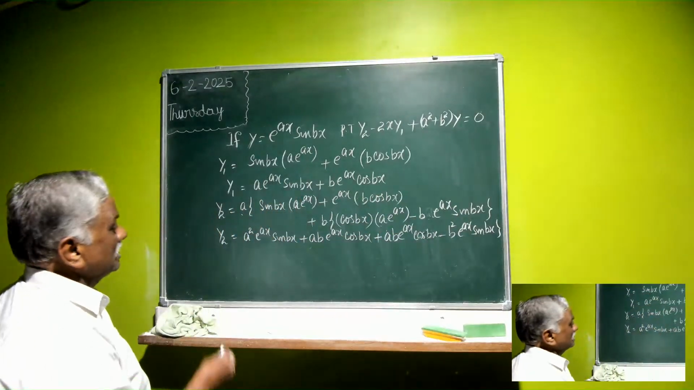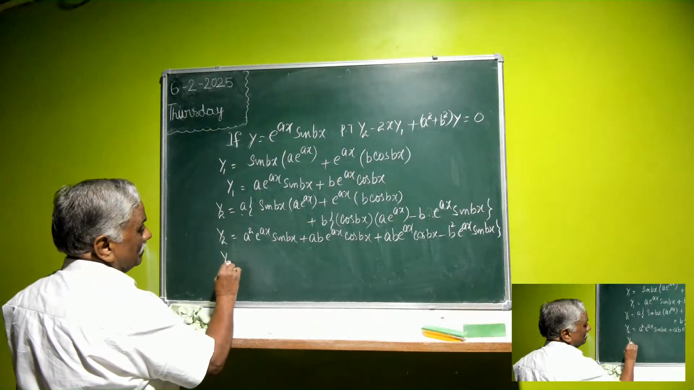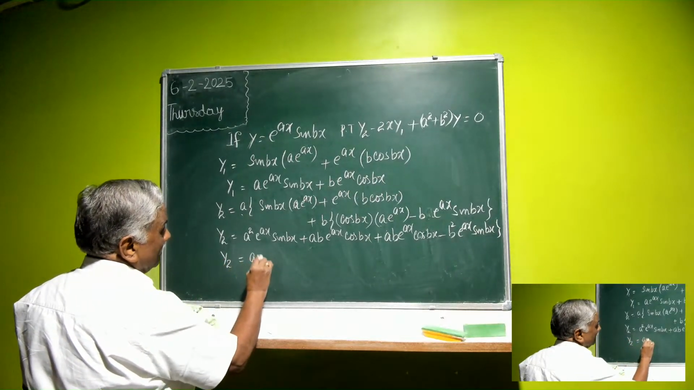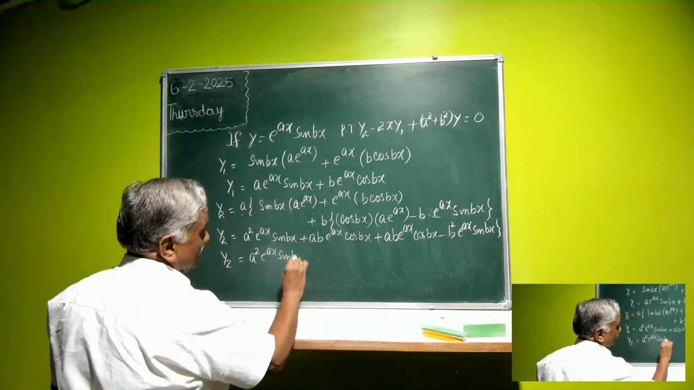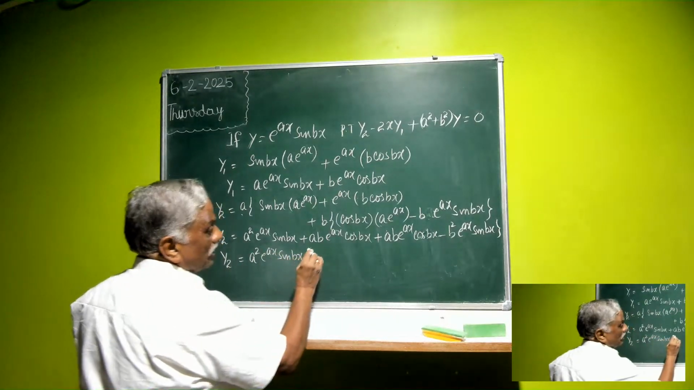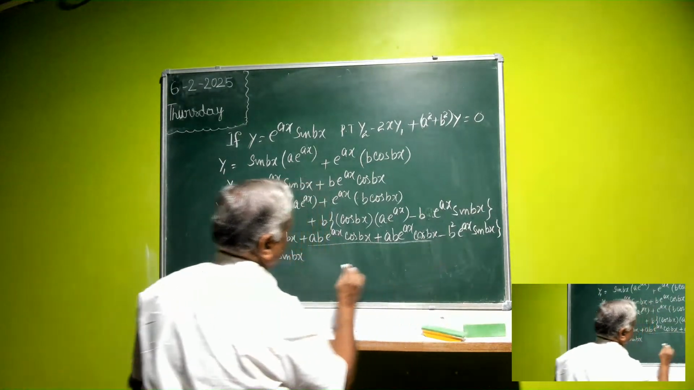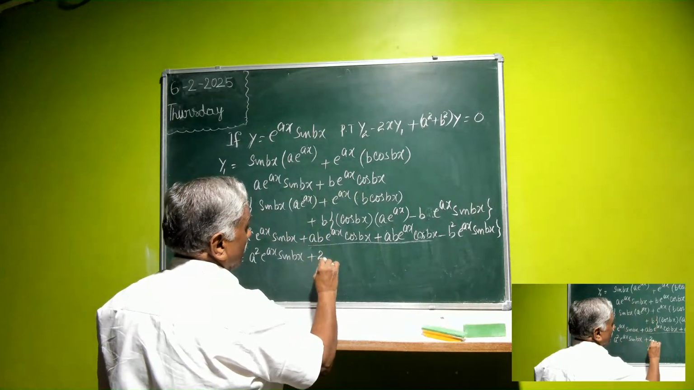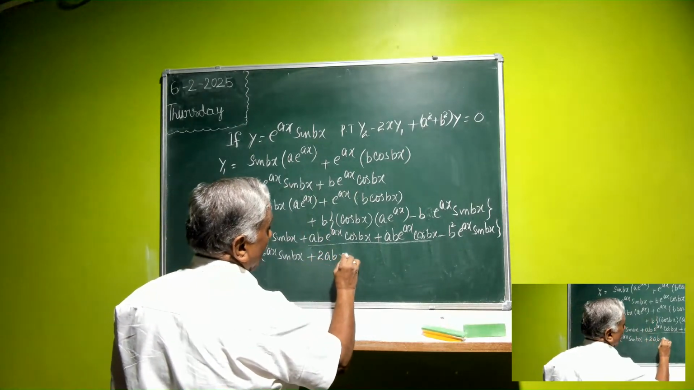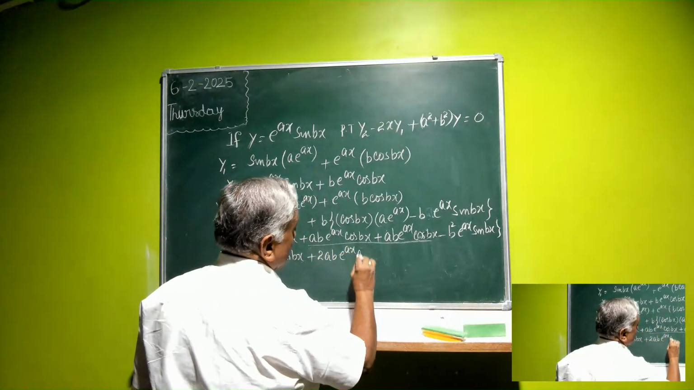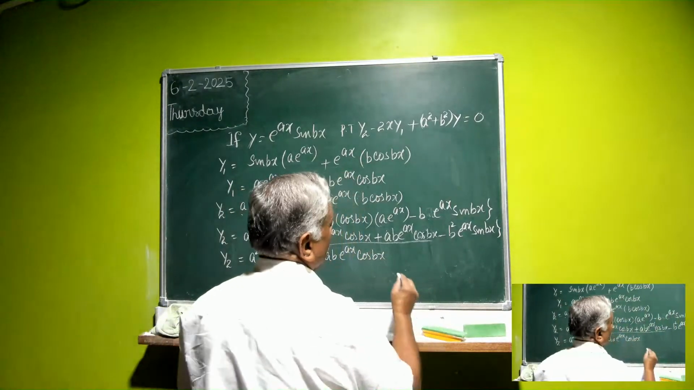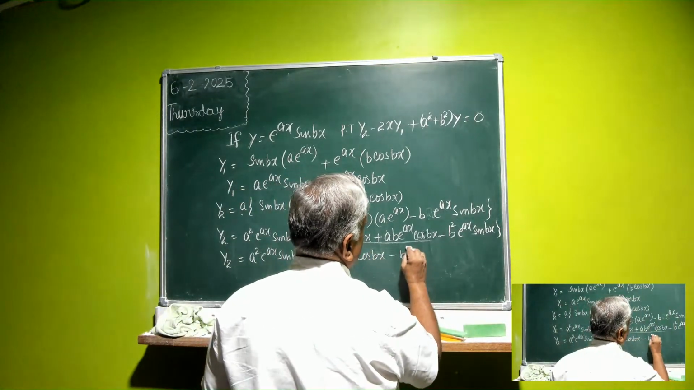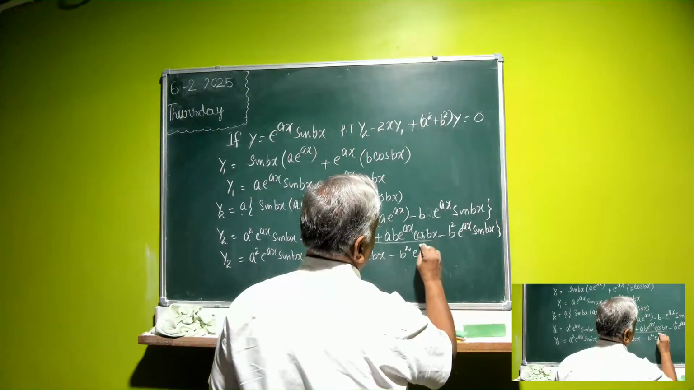Now, can we simplify this? a square e power ax sin bx. And you notice that these two terms are the same. Plus 2ab e power ax cos bx, minus b square e power ax sin bx.